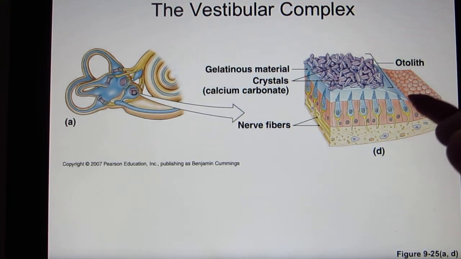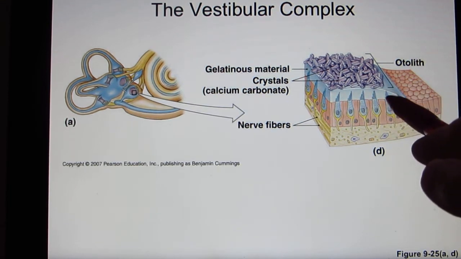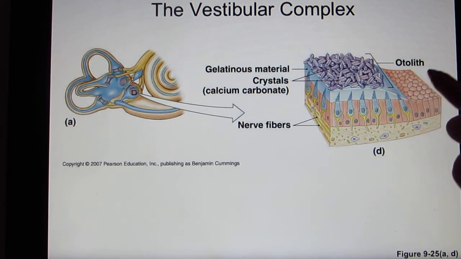They also have receptors like the hair cells, and when you move your head, the otoliths, mainly made of calcium crystals, are pulled by gravity. When they are pulled, they bend the hair. So they also bend the hair and create a neurotransmitter release when the hair cells are bent.